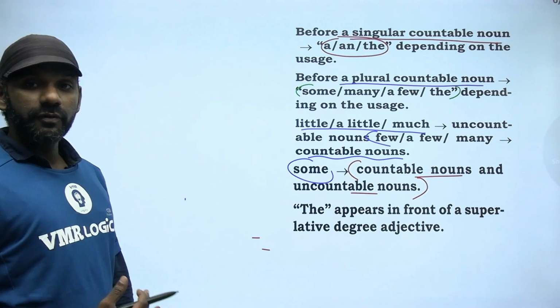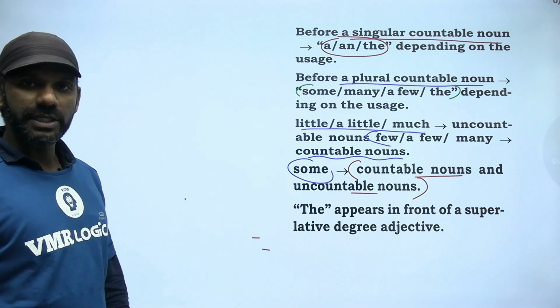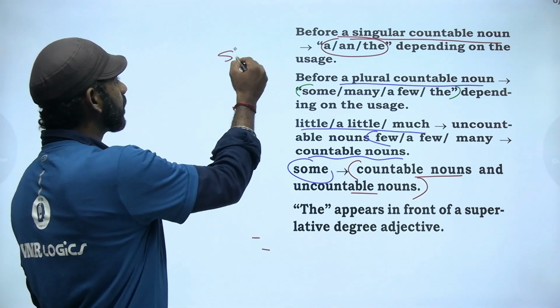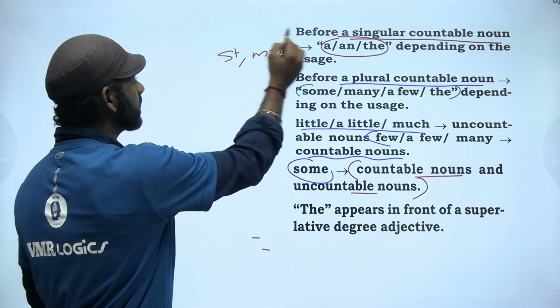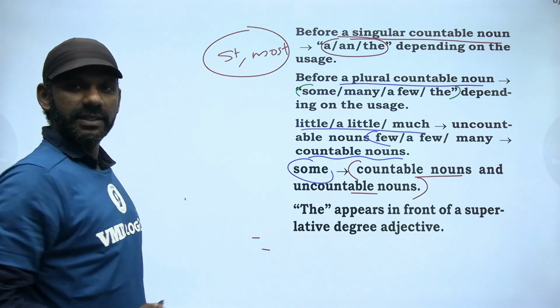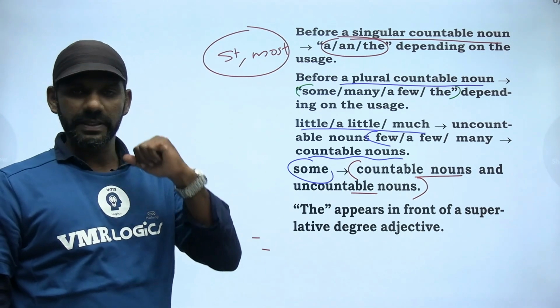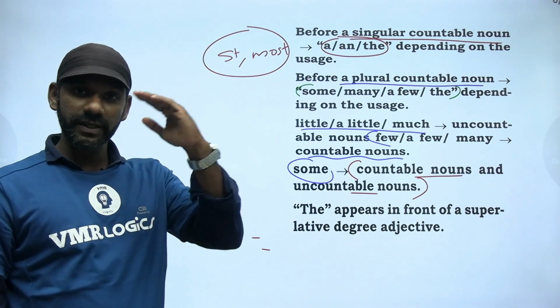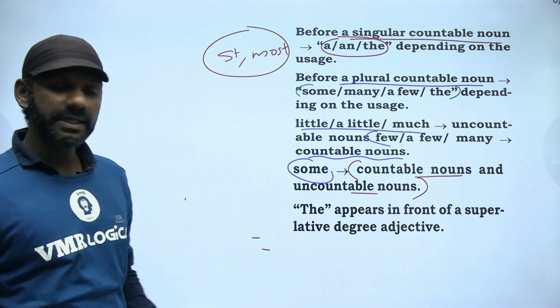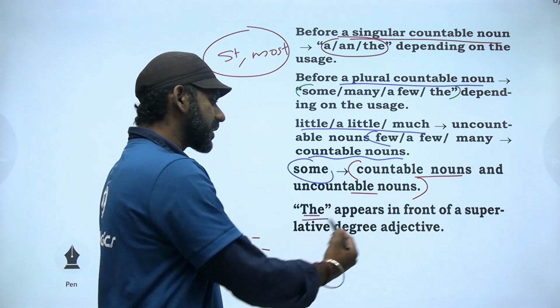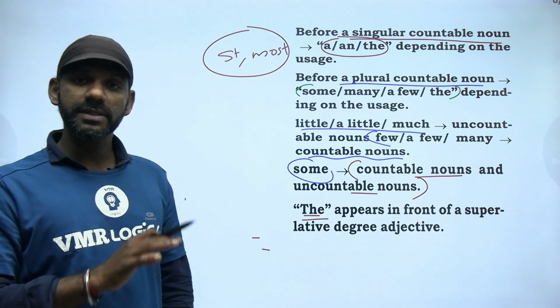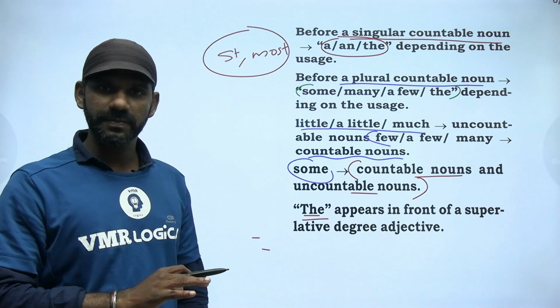The appears in front of a superlative degree adjective. Now these ST words or most words are termed as superlative degree adjectives. Superlative means we're referring to a specific level. As we're referring to a specific level in front of a superlative degree adjective, it must be the definite article the. So the comes in front of a superlative degree adjective. Getting it?